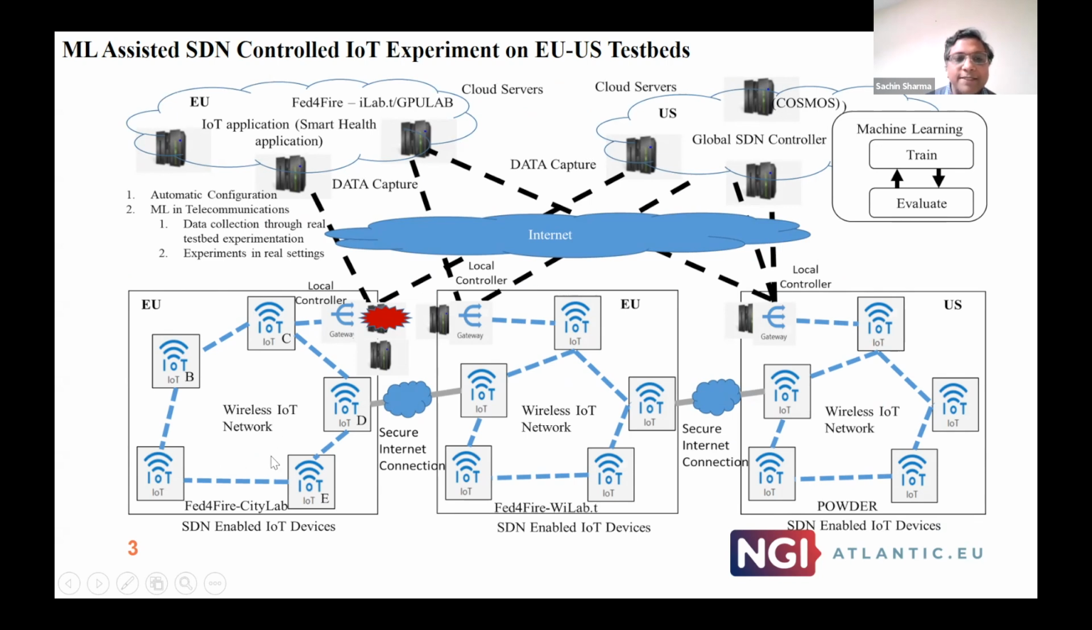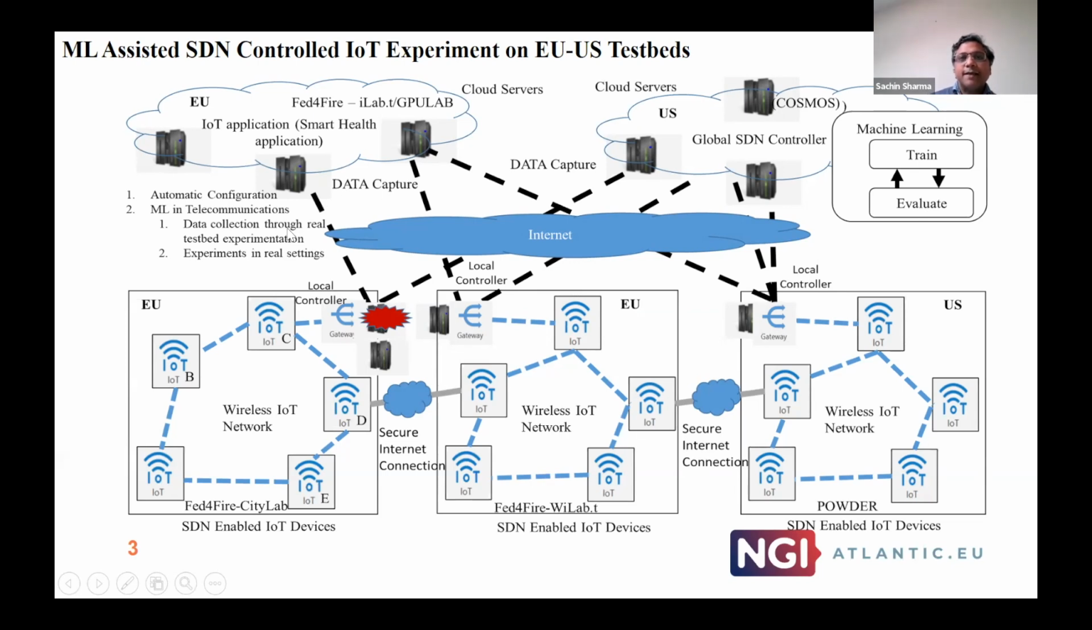From the EU side, we selected CityLab, YLab, and the virtual wall. The reason why we selected them is that I had experience with these testbeds, so I wanted to connect them with the US testbeds, and from the US side we selected Powder and Cosmos. Then we wanted to perform the experiment on automatic configuration of SDN so that we can collect a lot of data from IoT devices and make some intelligent decisions based on the data collected, and we used machine learning for that.